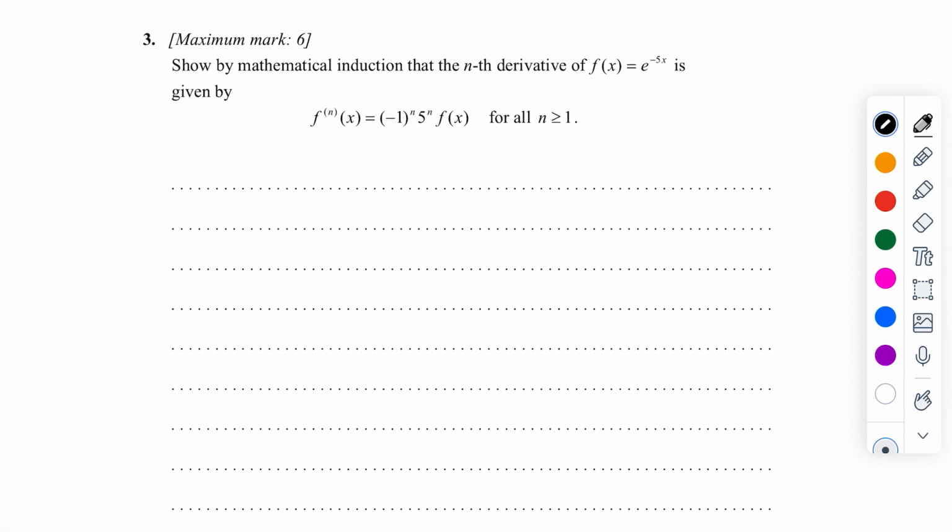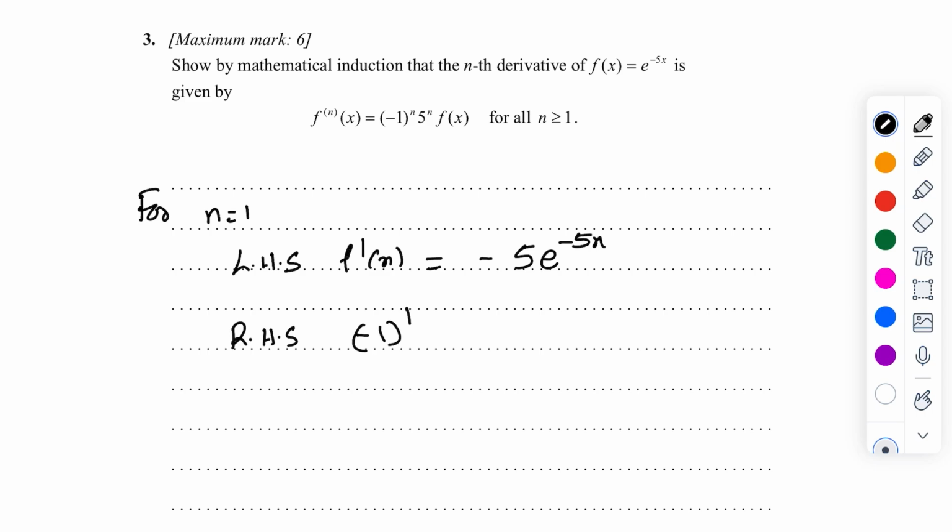Question number 3. Show that by mathematical induction, the nth derivative of e power minus 5x is given by this formula. So for n equals 1, what is the left hand side? Left hand side is the first derivative. First derivative is minus 5 e power minus 5x. Substitute in the formula, minus 1 whole to the power of 1, 5 to the power of 1, and e to the power of minus 5x. So it becomes minus 5 e to the power of minus 5x. Therefore, it is true for n equals 1.